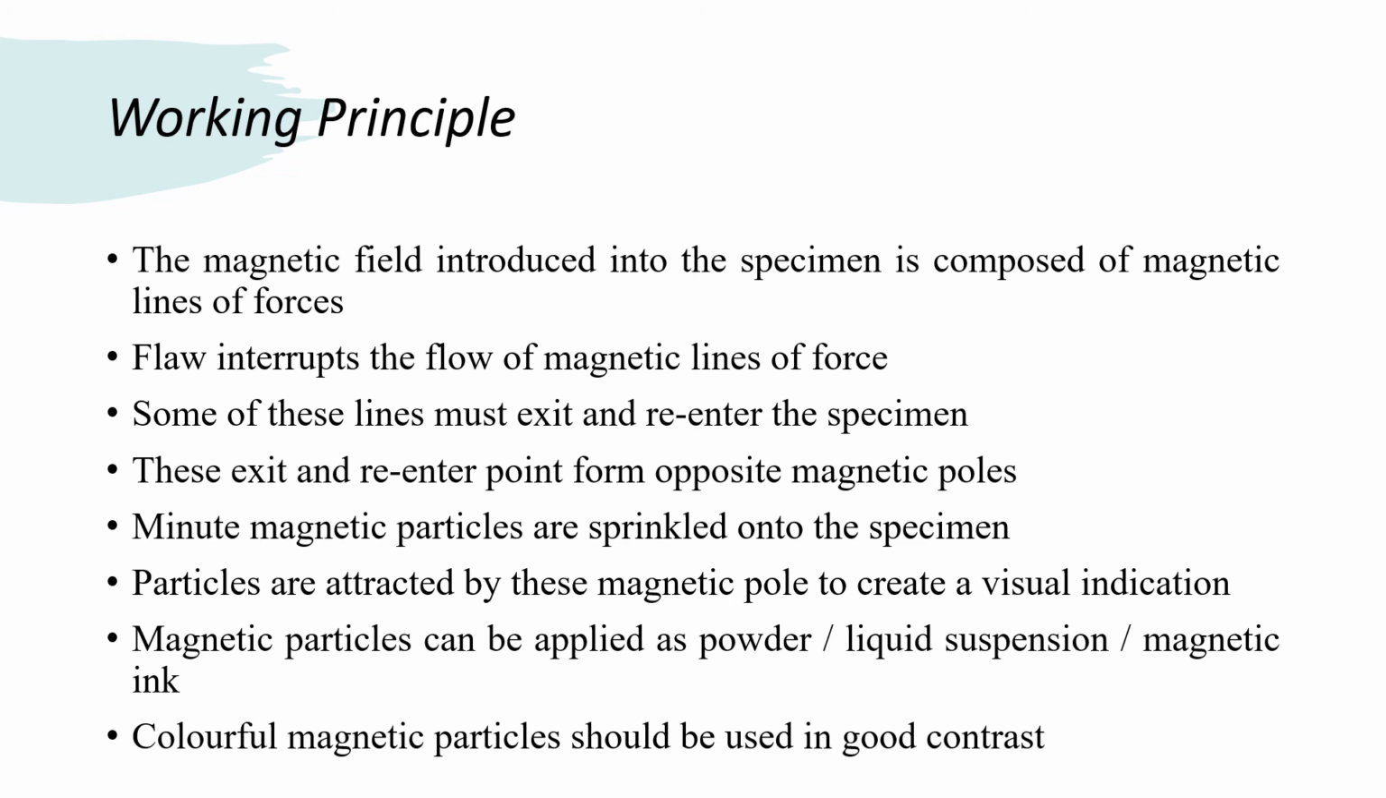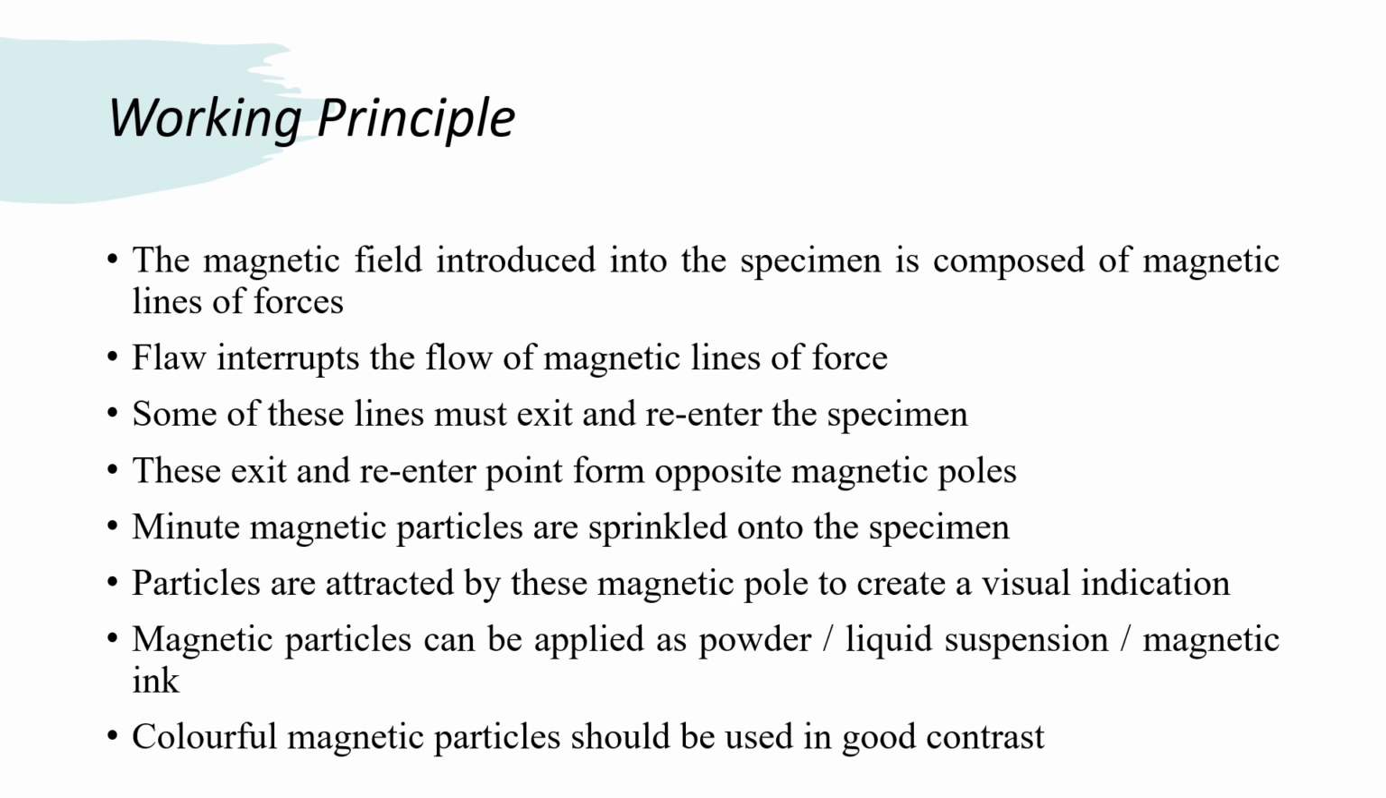It is the abrupt change in permeability that causes this particle buildup. The magnetic particles can be applied as a powder or, more commonly, as a liquid suspension, which is usually known as magnetic ink. To be detected, linear flaws such as cracks must be favorably oriented in relation to the direction of the magnetic field. The color of the magnetic particles should be in good contrast to the color of the surface of the specimen for easy detection.